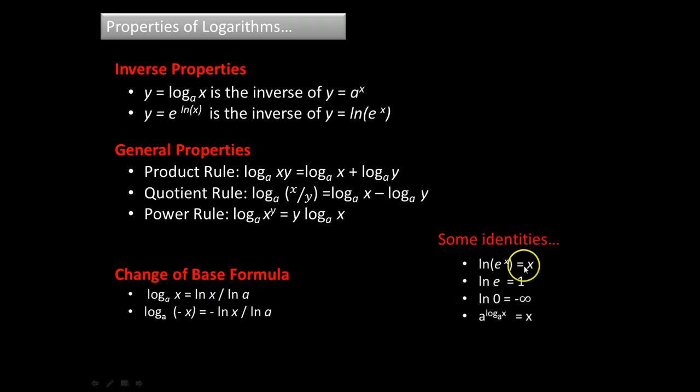The natural log of e to the x is just x. The natural log of e is 1. The natural log of 0 doesn't really exist. It runs off to negative infinity. And also a raised to the log base a of x is equivalent simply to x. Those are sort of inverses of one another, and they're going to undo each other. A to the log base a of x is just going to give us x.